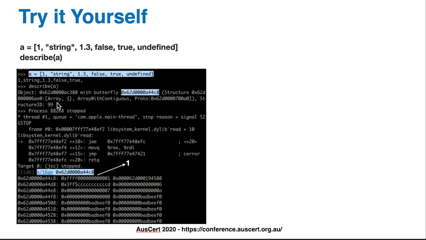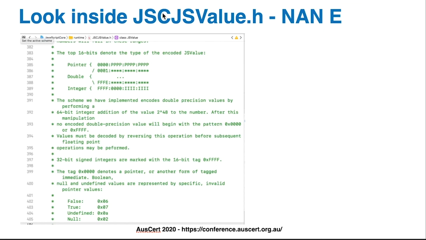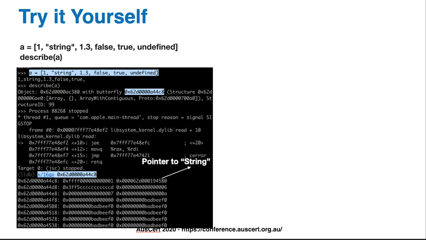We'll look into it later, but what we're doing here is examining the memory starting from the object. The first value is all f's in the beginning, which means it's an integer, and the value is 1. Similarly, by following the description provided here, you can find out that this is a pointer to the string, because as we discussed, if there's a string, it will be stored as a pointer, and the pointer usually has the first 4 bits set to 0. So this is a pointer to the string.